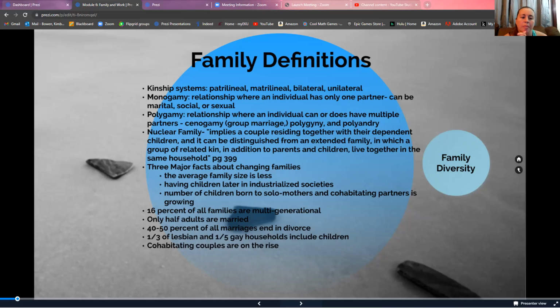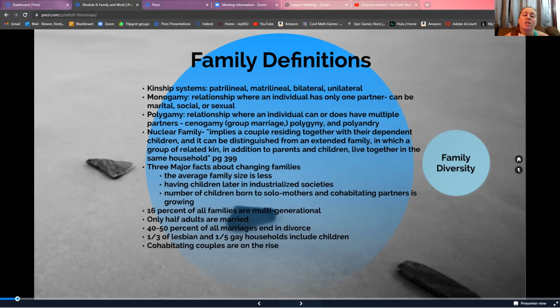And then there's unilateral, which is just you're tracing your ancestry through a different way. So monogamy is a relationship where an individual has only one partner, and that can be whether it's marital, social, or sexual. Polygamy is a relationship where an individual can or does have multiple partners. Synegamy, which is a group marriage. Polygyny, sorry, it's a weird word with a lot of letters, which is where you have multiple wives, or polyandry, which is where you have multiple husbands to one wife. And there's other forms of this as well.